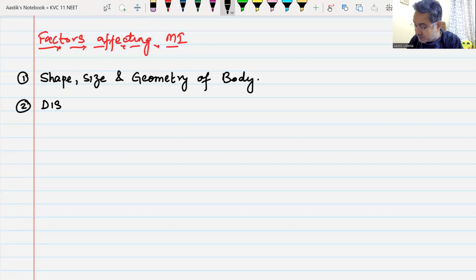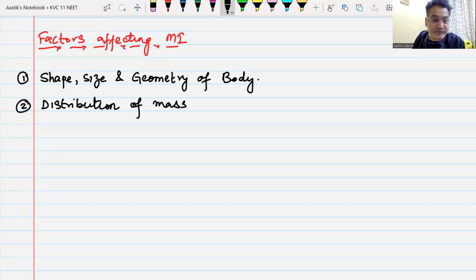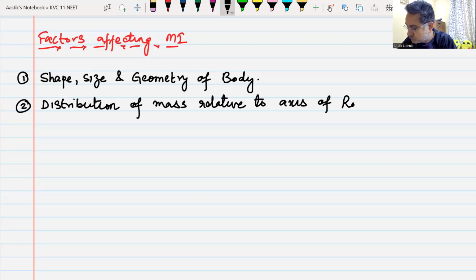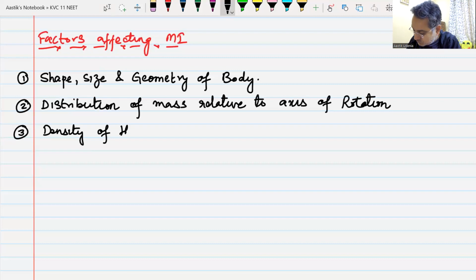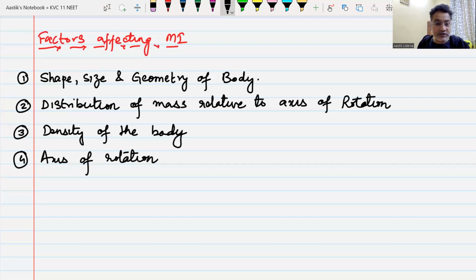It depends on the distribution of the mass. It depends basically on the distribution of mass relative to the axis of rotation. How the mass is distributed about the axis of rotation. It depends on the density of the body. If the density is more, the moment of inertia will be more. It depends on the axis of rotation. For different axes, the moment of inertia would be different. I hope you understand this.